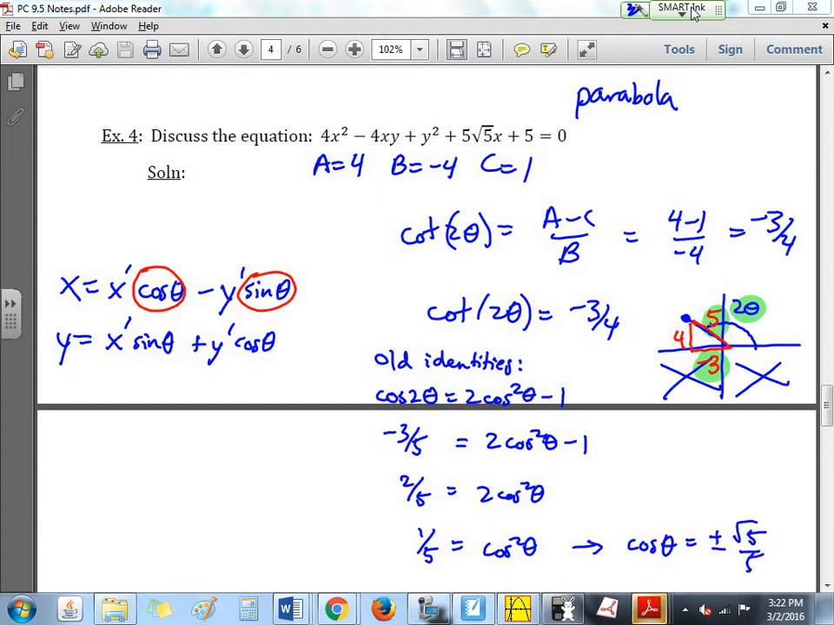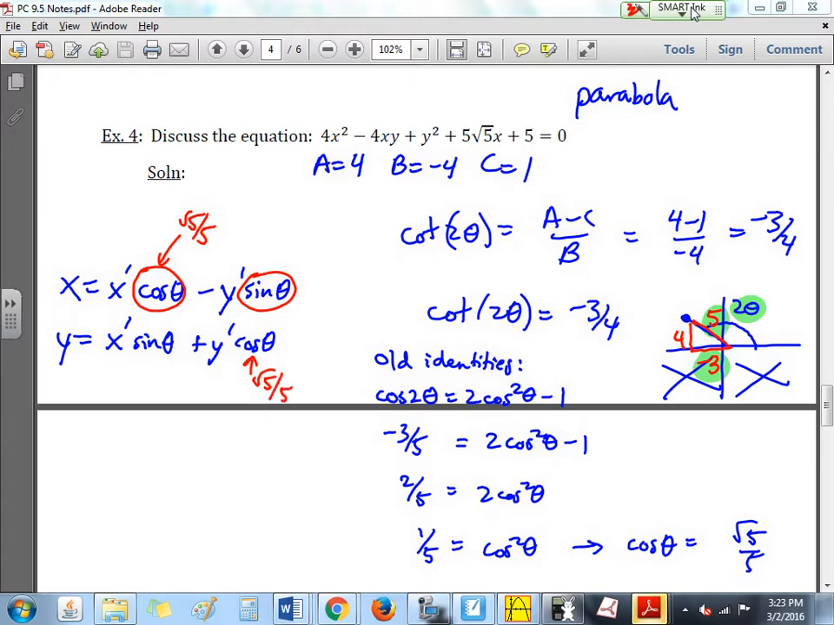Now, theta, since 2 theta's in quadrant 2, we expect 1 theta, just theta, to be in quadrant 1. I know that because if you divide an angle that's in quadrant 2 by 2, something that's between 90 and 180, divide by 2 is going to be between 45 and 90. So I'm expecting only positive cosine here. So Mr. Short is going to erase the plus minus. Again, I'm going to just assume that cos theta is root 5 over 5. So I'm saying that this is a root 5 over 5, and I'm saying that this is a root 5 over 5.